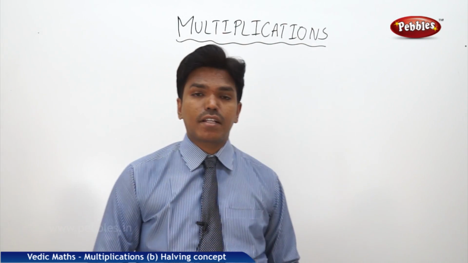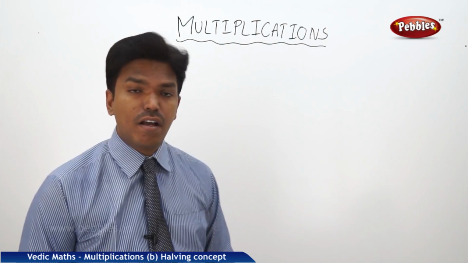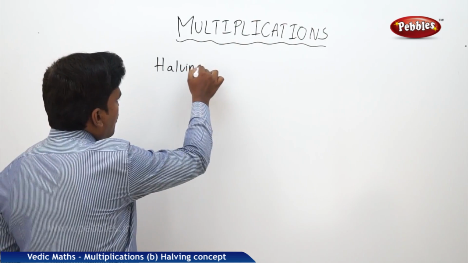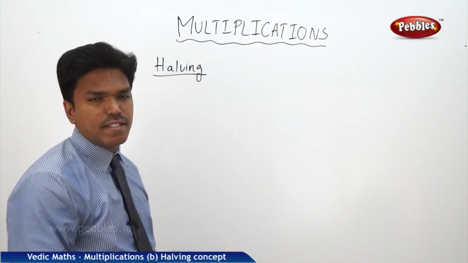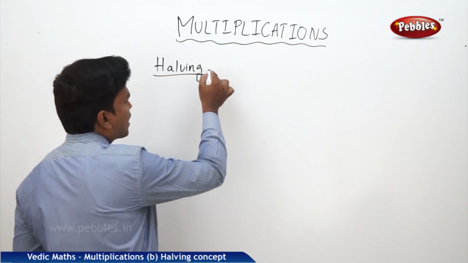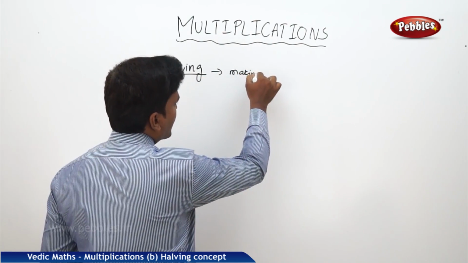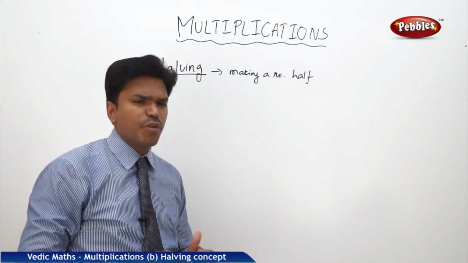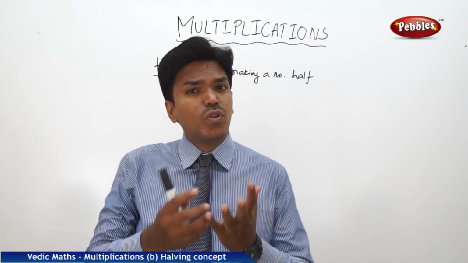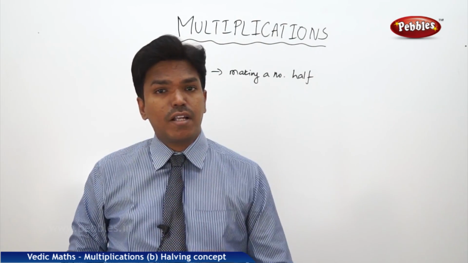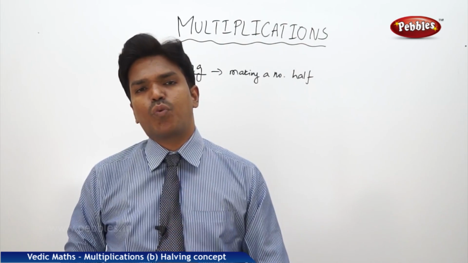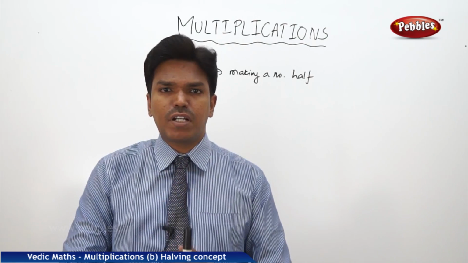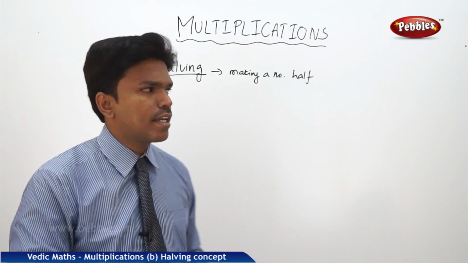Now we will see another concept of specific techniques, that is halving. Halving means nothing but what? It is nothing but making a number half. Yes or no? Halving is nothing but making a number half. That means, what do you mean by half, or how can we make a number half? It is nothing but division by 2. If you divide any number by 2, the result is nothing but half of that number. Yes or no? Yes.